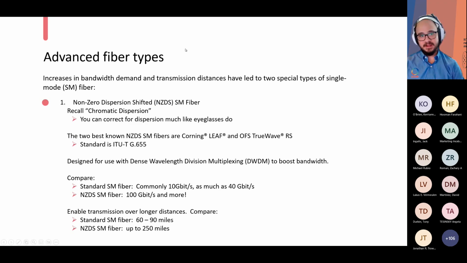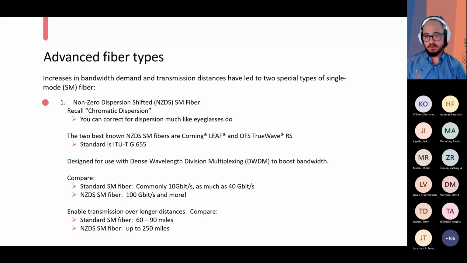And so now we have the advanced fiber types that we mentioned earlier on in the presentation. Increases in need for bandwidth and transmission distances have led to the development of two special types of single mode fiber. The first one is non-zero dispersion shifted, NZDS, single mode fiber. And if you remember chromatic dispersion, you can correct chromatic dispersion much like your glasses do, because you can kind of control how light bends, and that's the underlying fundamentals of your eyeglasses. And so the same principles can be applied to fiber.